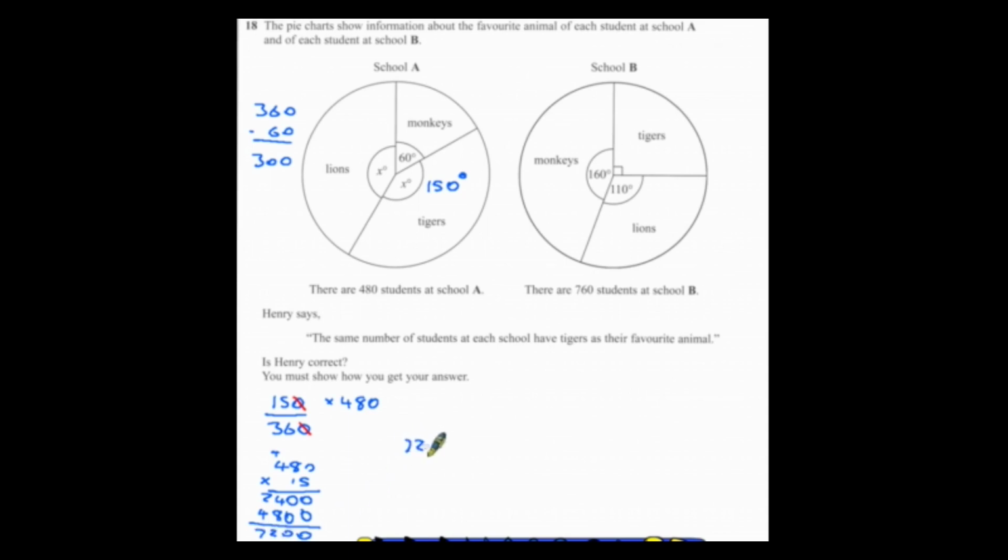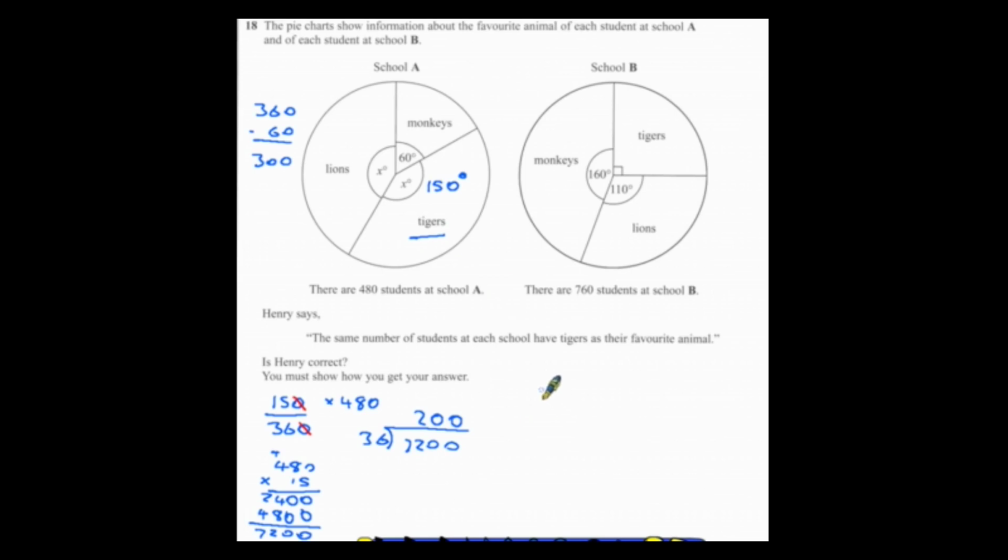7,200. Now we know we then need to divide that by 36. And the nice thing is, when we ask how many 36s are there in 72, the answer is exactly 2, and then we have 0 and 0. So, for school A, there are 200 students like tigers best.